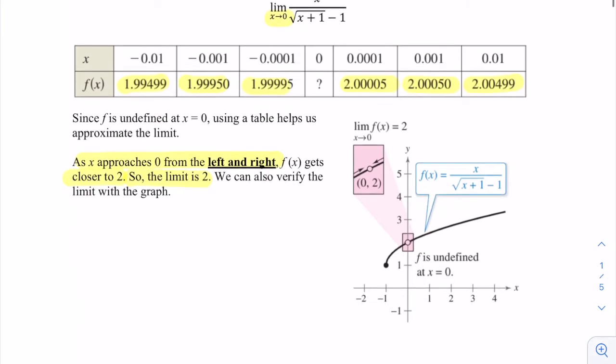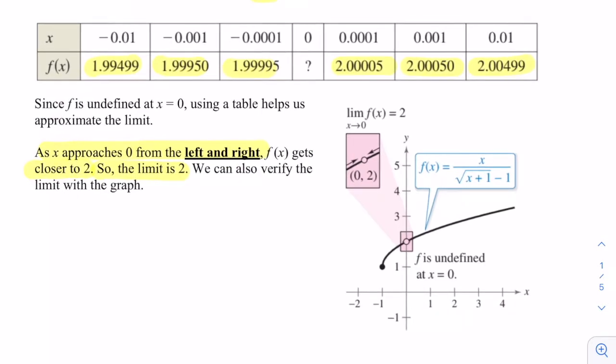When we look at the graph of the function, we can see that it will have a hole when x equals 0 because it's undefined. You can see that y is getting very, very close to 2.